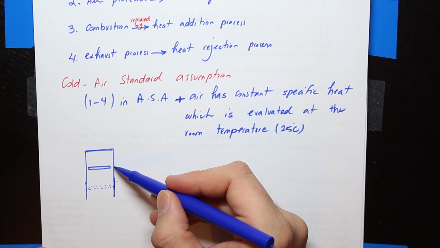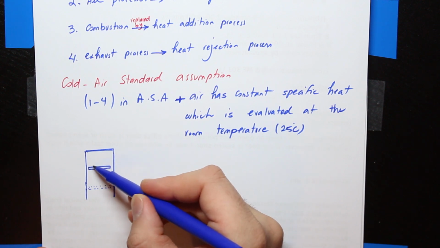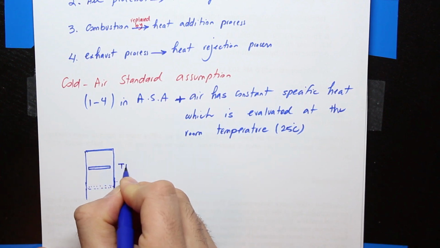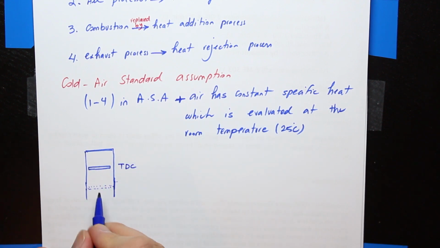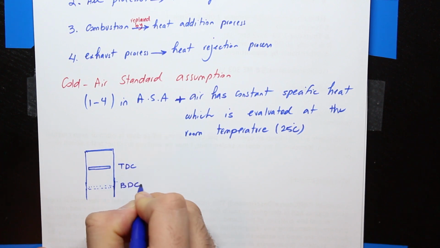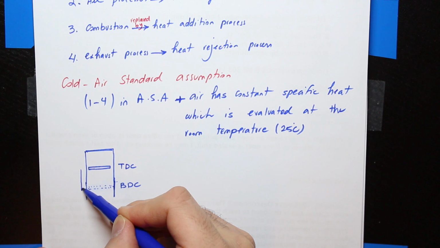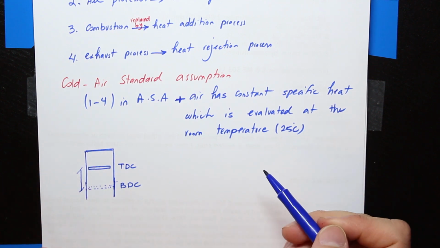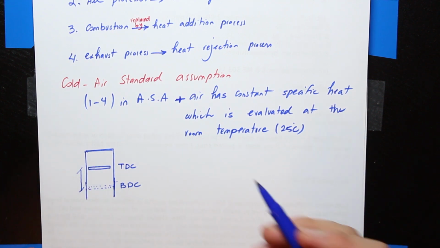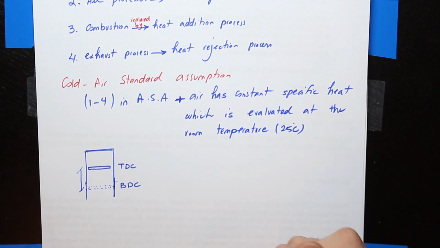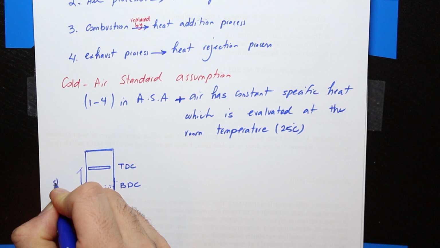Obviously when the piston is at this location, we have the smallest volume within the cylinder. So this location of the piston is called the top dead center. This location of the piston is called the bottom dead center. Right, so one stroke is the displacement from TDC to BDC. Top dead center, bottom dead center, stroke.